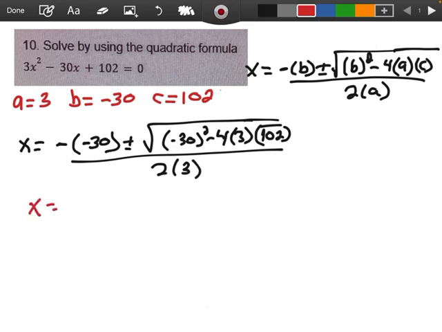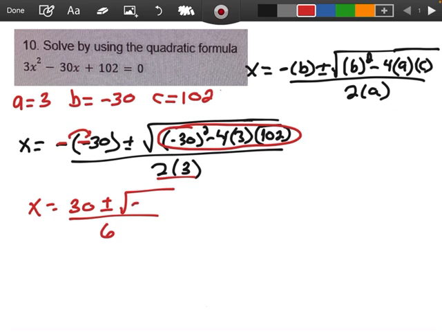So X equals, I have a negative 30. So if I were to multiply that in, I'd end up with a positive 30 plus minus. I'm going to do 2 times 3, which is 6, so I get 6 here. And then I'm going to put this part right here into my calculator. When I do that, I'm going to get the square root of negative 324.